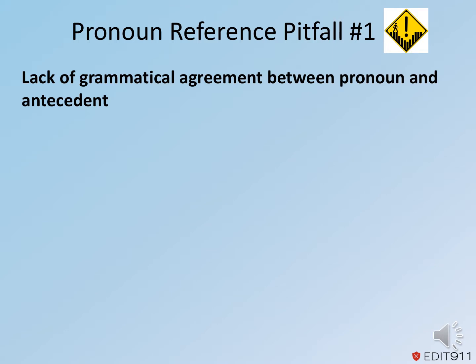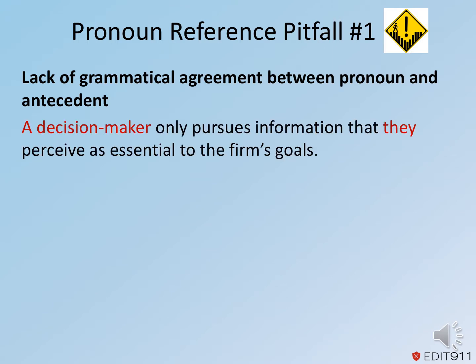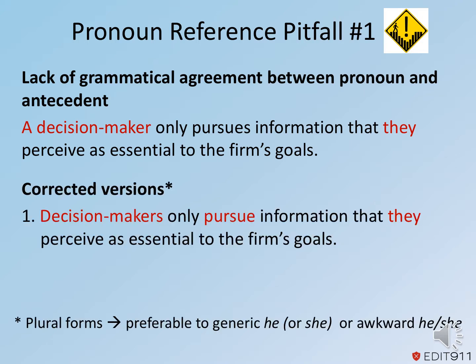The first and very common pitfall is the lack of grammatical agreement between the pronoun and the antecedent. In this example, the singular form of the antecedent, "a decision maker," doesn't match the plural form of the pronoun "they." This is easily corrected by transforming the whole chain into the plural, which also requires an adjustment to the verb form. Plural forms are preferable to using the pronoun "he" or "she" generically, or an awkward combination like "he/she."